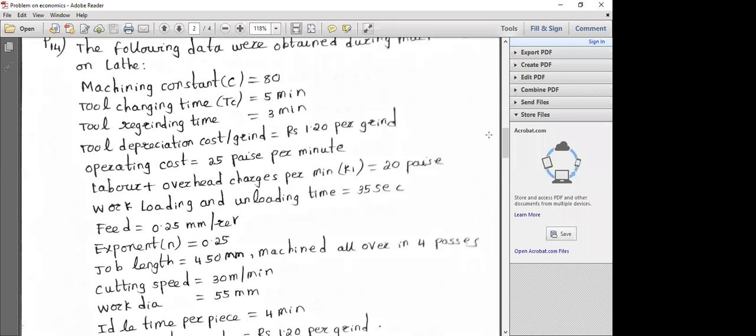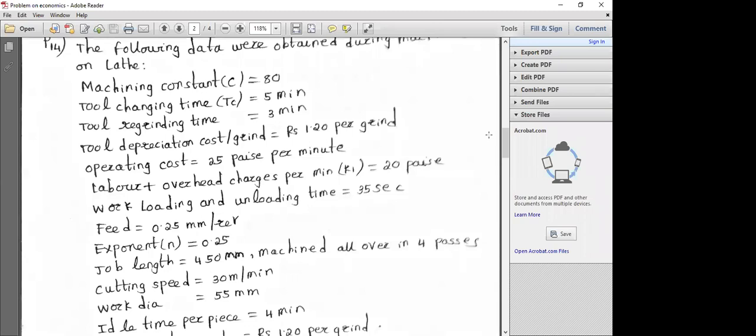Operating cost is 25 paise per minute. So don't take K1 as the operating cost. K1 is 20 paise and the operating cost is 25 paise. Though the operating cost is only 5 paise more, you will not get the correct answer, so be careful in that particular matter.